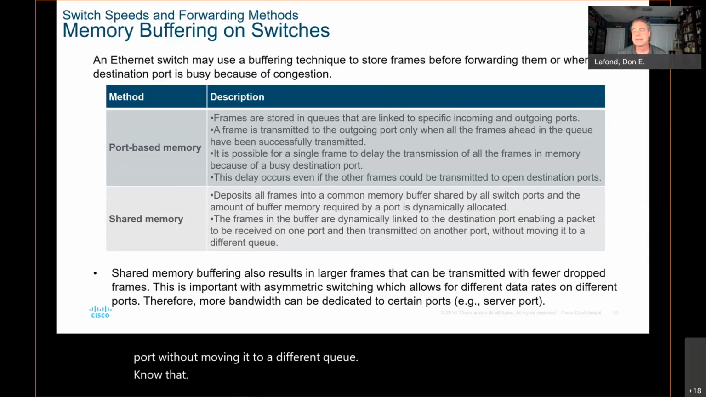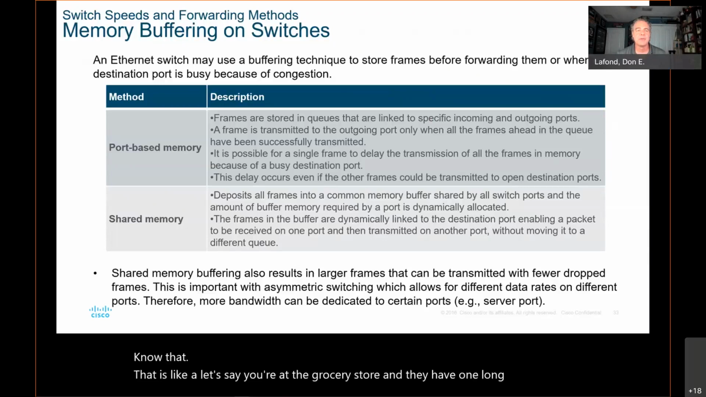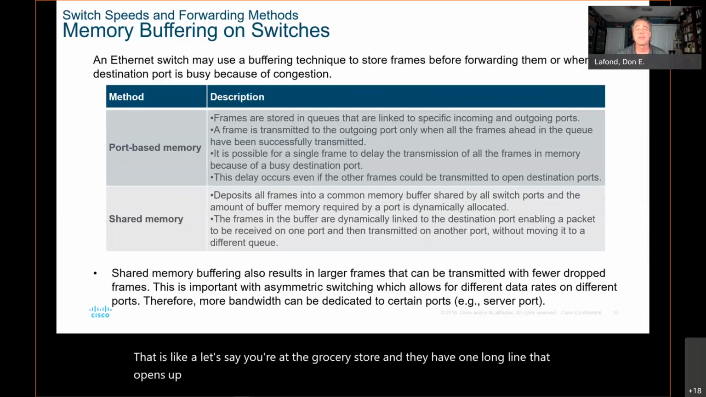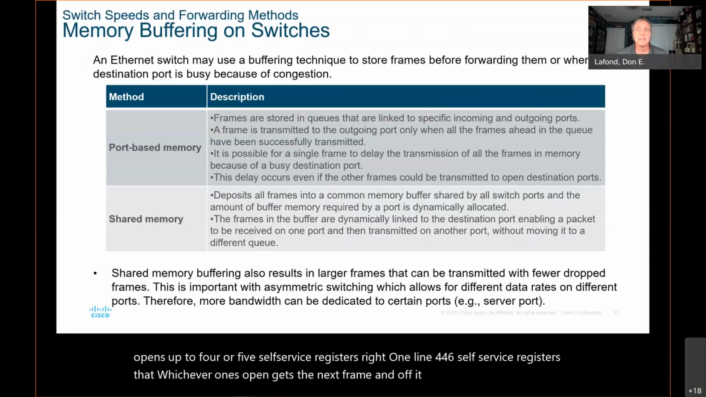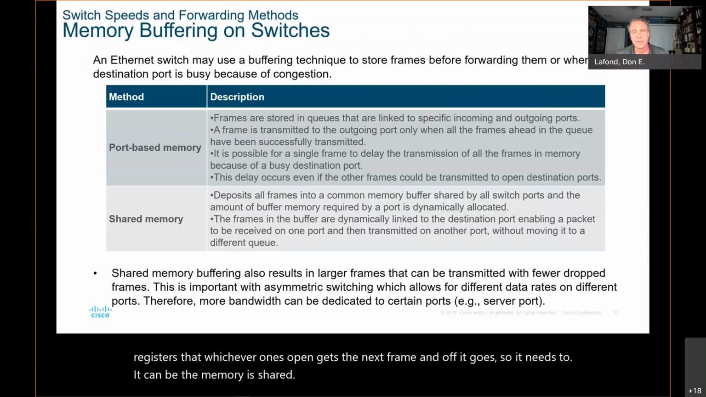Now that is like, let's say you're at the grocery store and they have one long line that opens up to 4 or 5 self-service registers. One line, 4 or 6 self-service registers. Whichever one's open gets the next frame and off it goes. So the memory is shared. I don't know if that's a perfect way to put it.